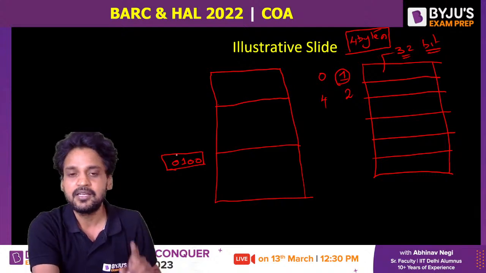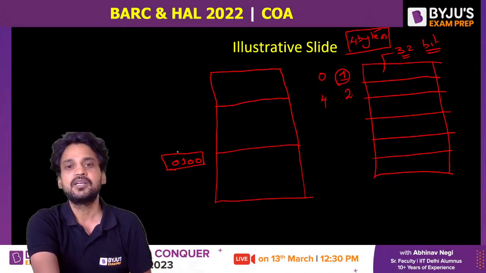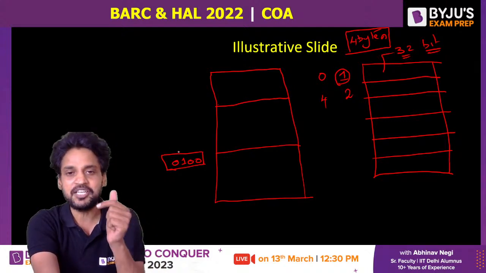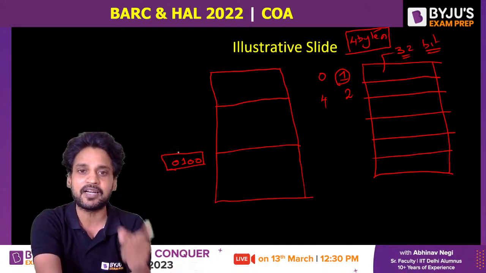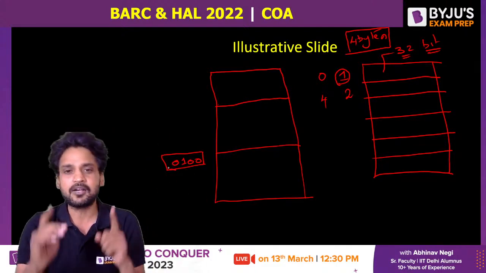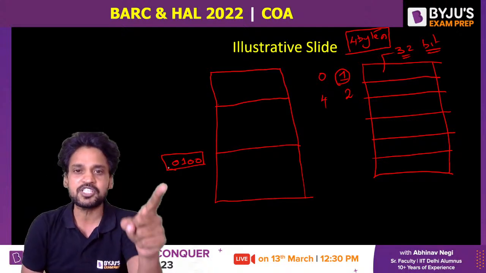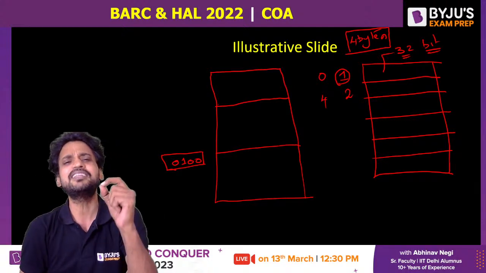What is upward? Upward stack means that during every addition, that is, when you push an element into the stack, the stack pointer will get updated. Write it down somewhere. There are two different kinds of stacks: upward stack and downward stack. Sir, what is upward stack?